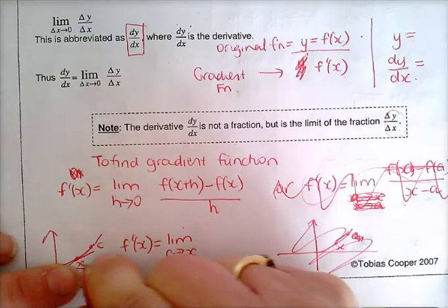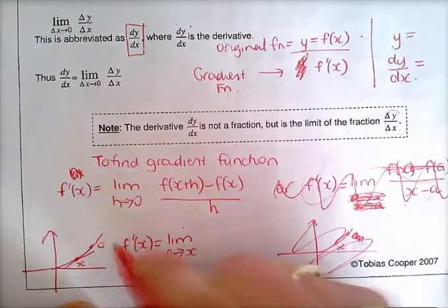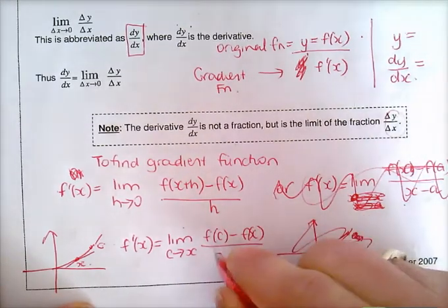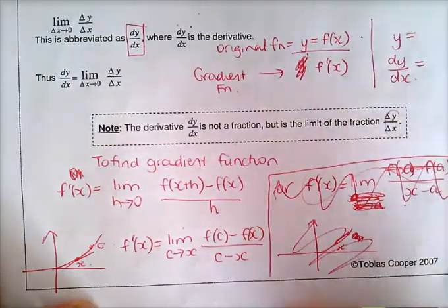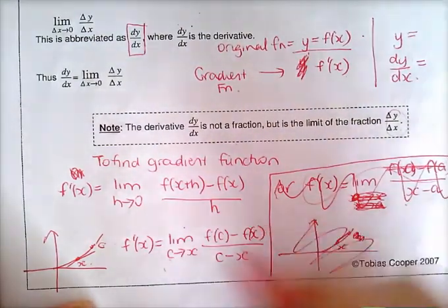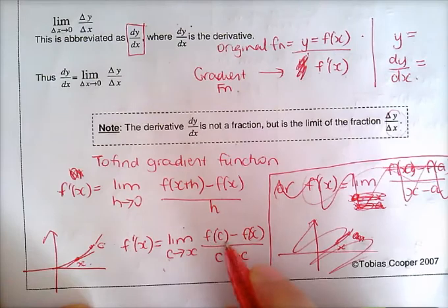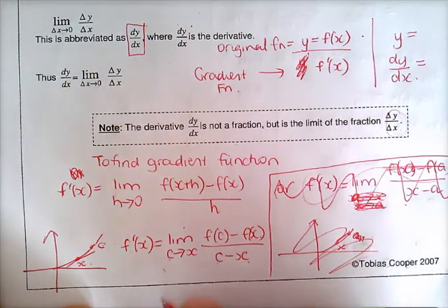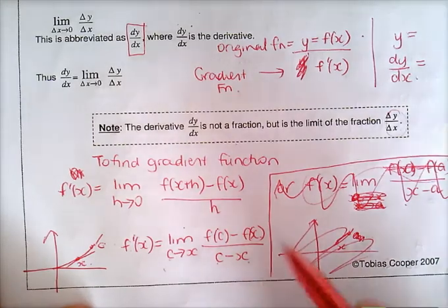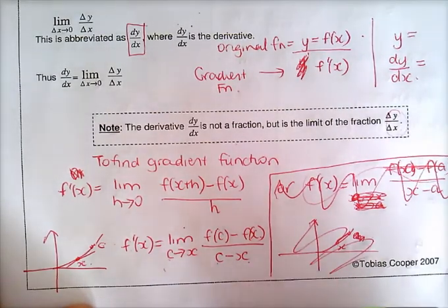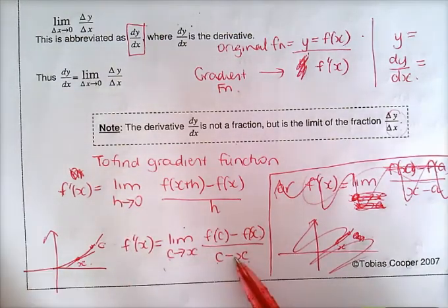Remember, we've got the point here x, function of x, and here we've got the point c, function of c, so the gradient will be function of c minus function of x over c minus x, okay? So the only time you would use this second version of the gradient function, f dash x is the limit as c approaches x of function of c minus function of x over c minus x, is if you were differentiating something from first principles. If you're differentiating a function that's a little bit more tricky, like differentiating square root of x from first principles only, you would use this version of the function, okay?